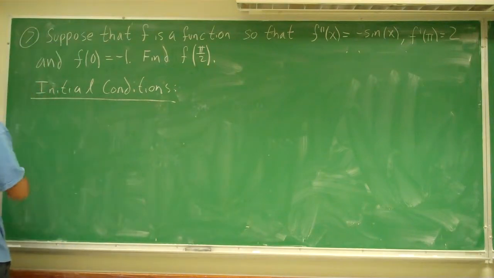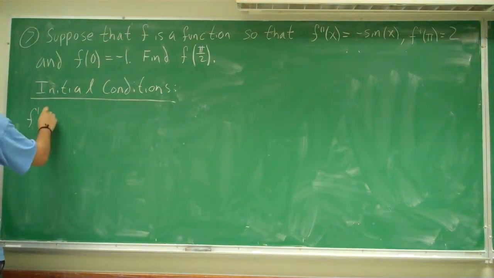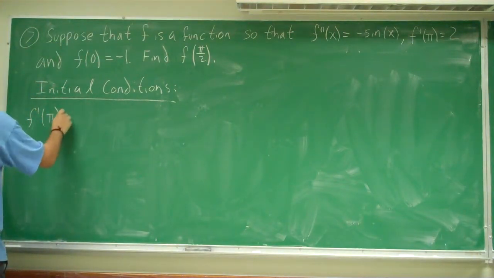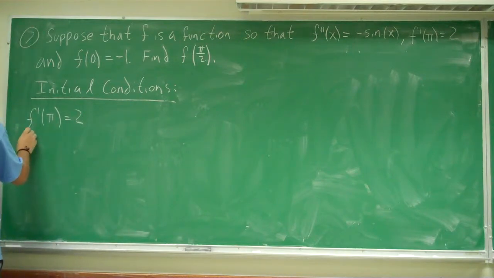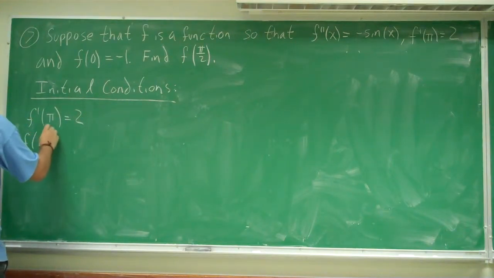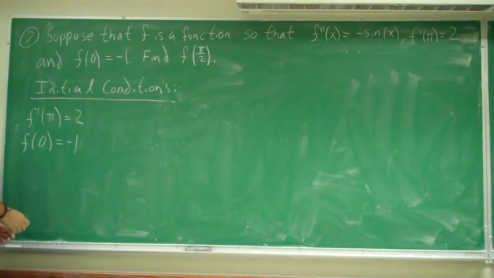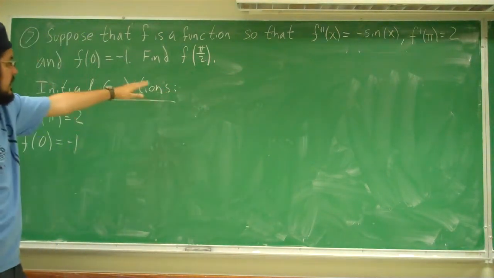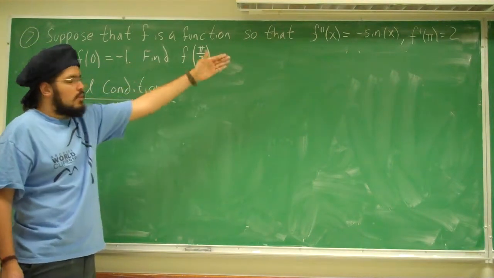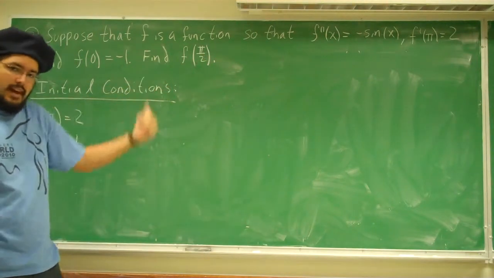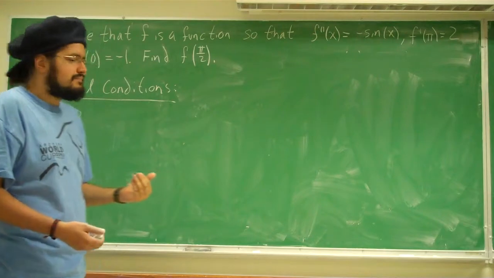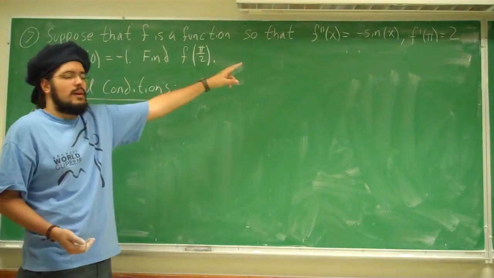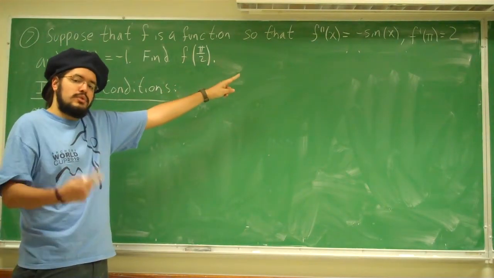So the initial conditions are f prime of pi is equal to 2 and f of 0 is equal to negative 1. Okay, so they give us this f double prime and they want us to find f of pi over 2. But in order to get the original function f of x, we need to take the antiderivative of this f double prime 2 times.